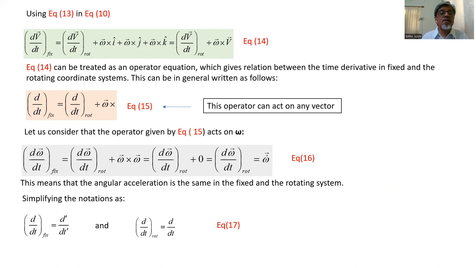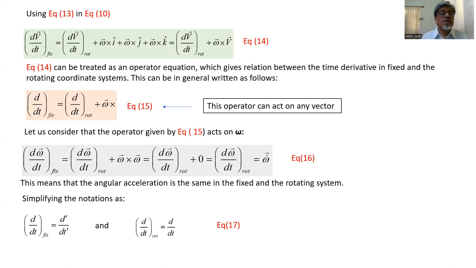Now let us consider that the operator given by equation number 15 acts on omega, that is angular velocity. So d omega/dt fixed is equal to d omega/dt rotation plus omega cross omega. Now we know that the cross product omega cross omega is zero. So it is d omega/dt rotation. So d omega/dt fixed is equal to d omega/dt rotation, and that is equal to omega dot. So this means that the angular acceleration is the same in the fixed and the rotating system. Angular acceleration does not change in the fixed as well as in the rotating system.